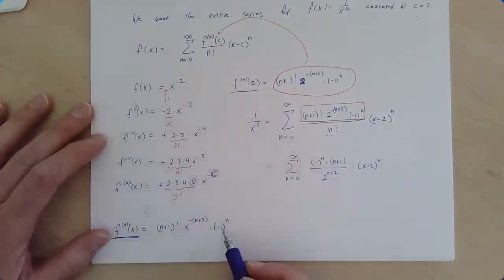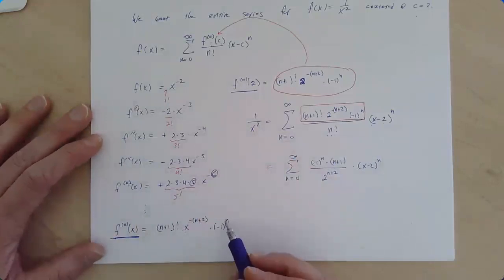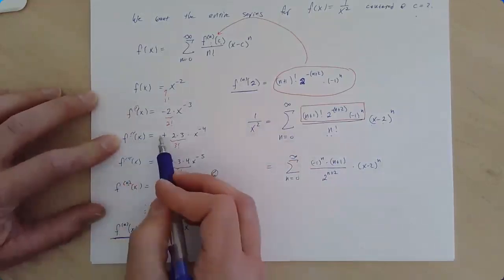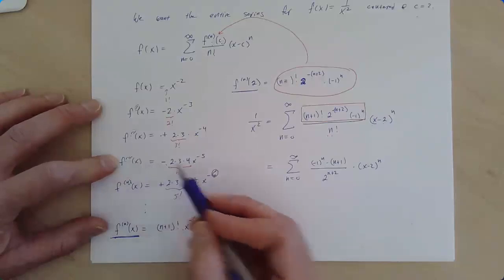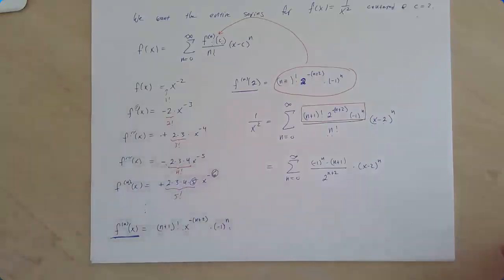And then I needed the negative 1 to the n for the alternating part. And I knew it was n because I just checked. If I plug in n equals 2, my second derivative should be positive. That checks out. If I plug in n equals 3, my third derivative should be negative. That checks out. So if it's alternating, you have to check one of them to make sure you're starting at the right sign.